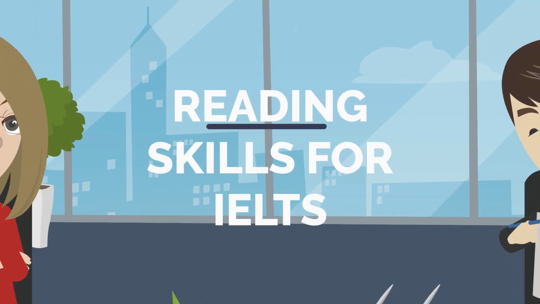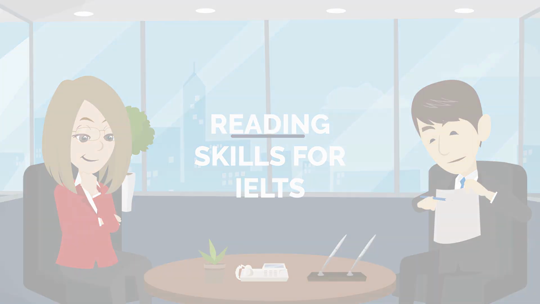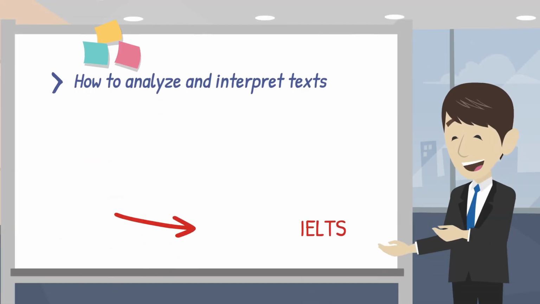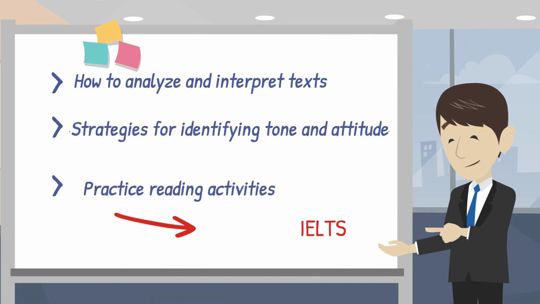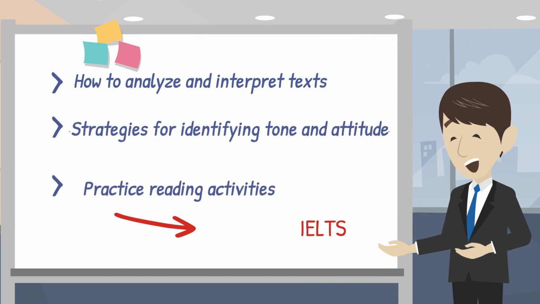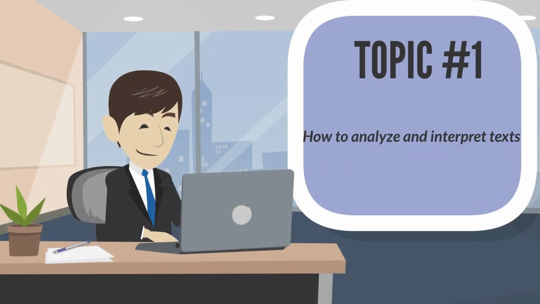Module 8, Reading Skills for IELTS, Part 2. How to analyze and interpret texts. Strategies for identifying tone and attitude. Practice reading activities. Topic 1, How to analyze and interpret texts.